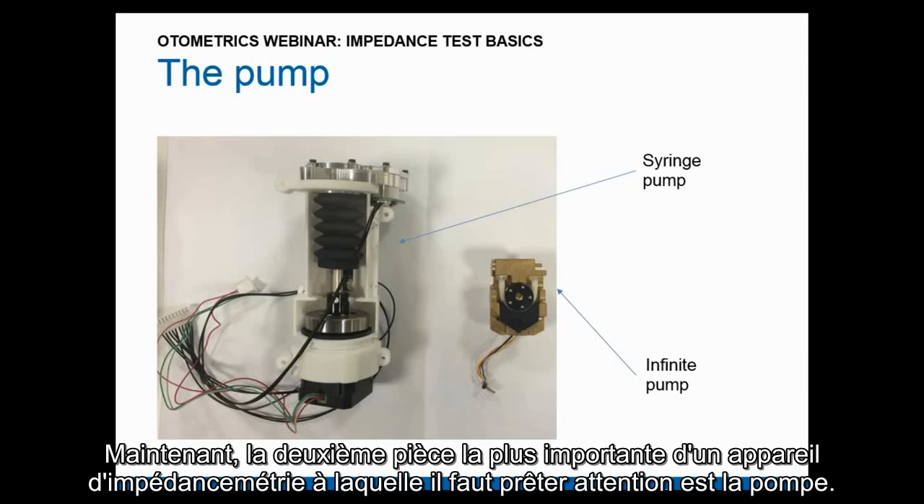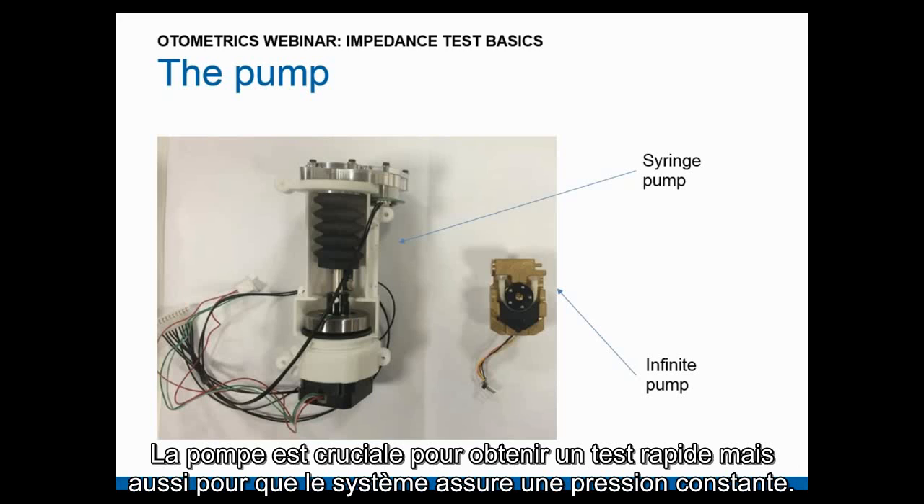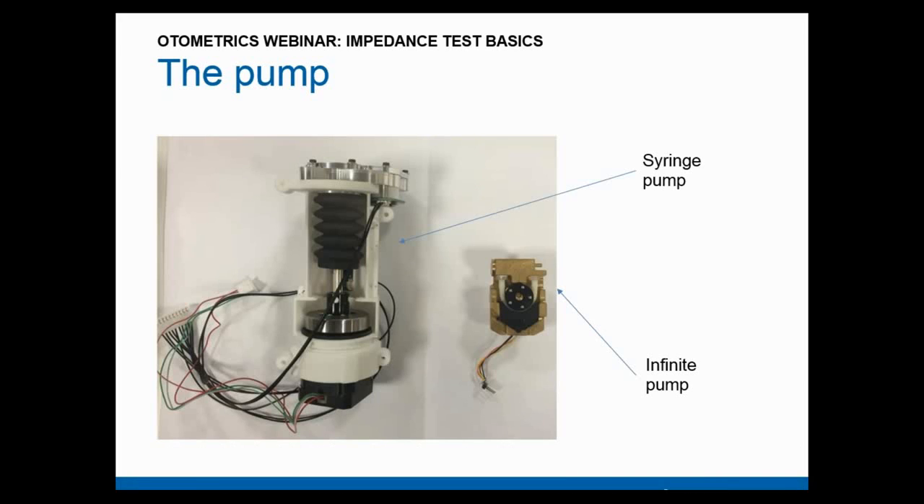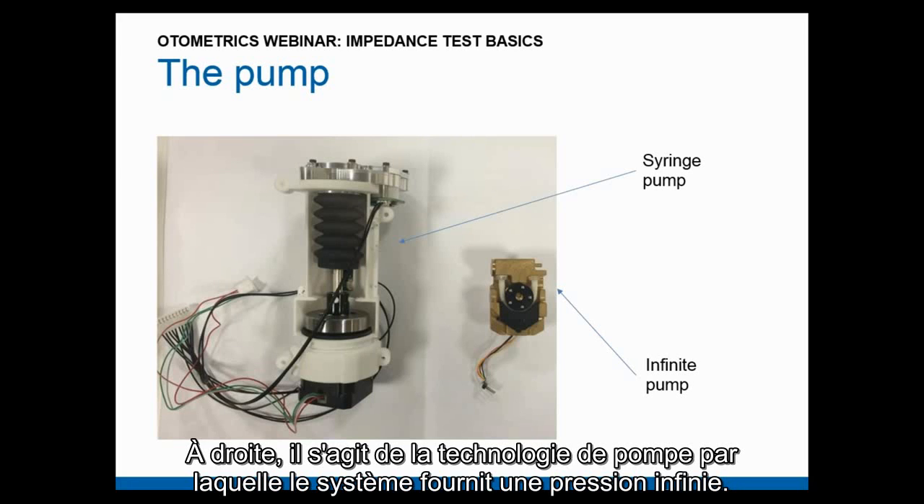Now, the second biggest part of an emittance device you need to focus on is also the pump. The pump is quite important if you want to have a fast test, but also constant pressure delivered by your system. Here you have two pieces of technology, and you have the plus and the minus for each of them. On the right side, you have the pump technology providing infinite pressure delivery through the system.